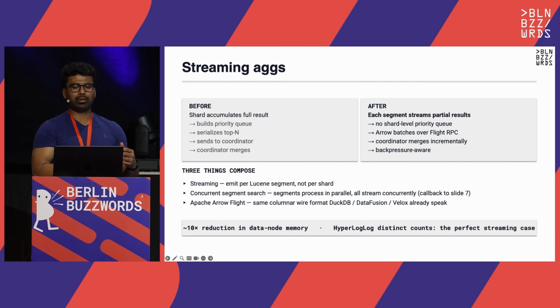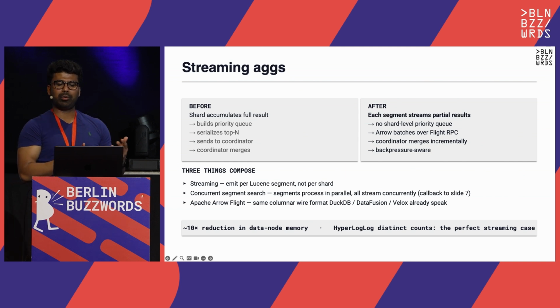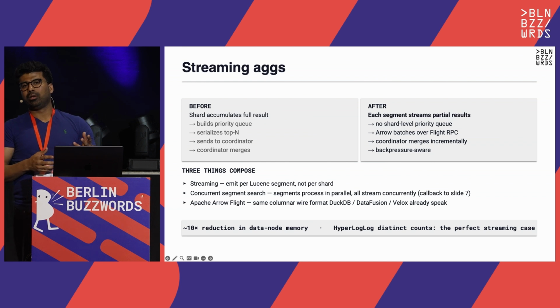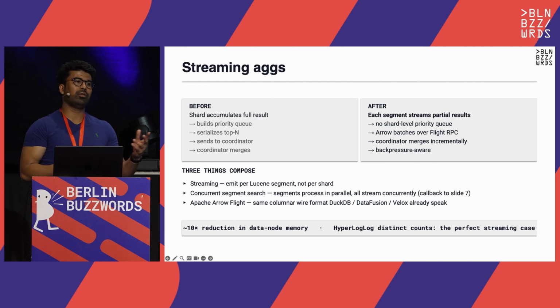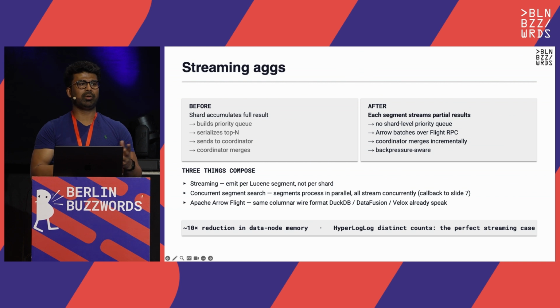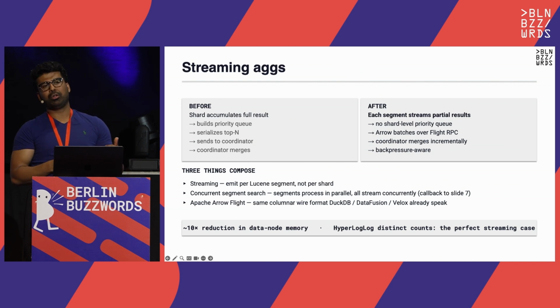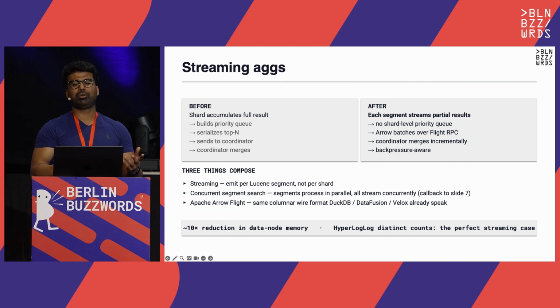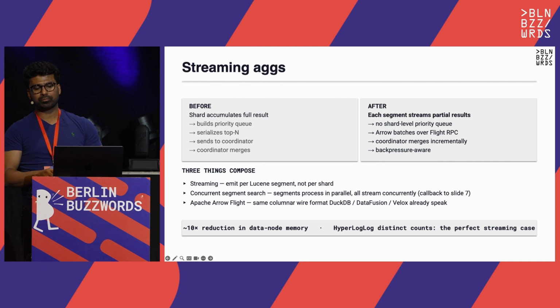One important point here is the wire format, which is Apache Arrow Flight. Arrow is the same columnar representation that DuckDB, DataFusion, and Velox already understand. So aggregation results don't need to be translated between formats. If you want to use another engine like DataFusion on the coordinator side, you should be able to do that because the protocol is the same.